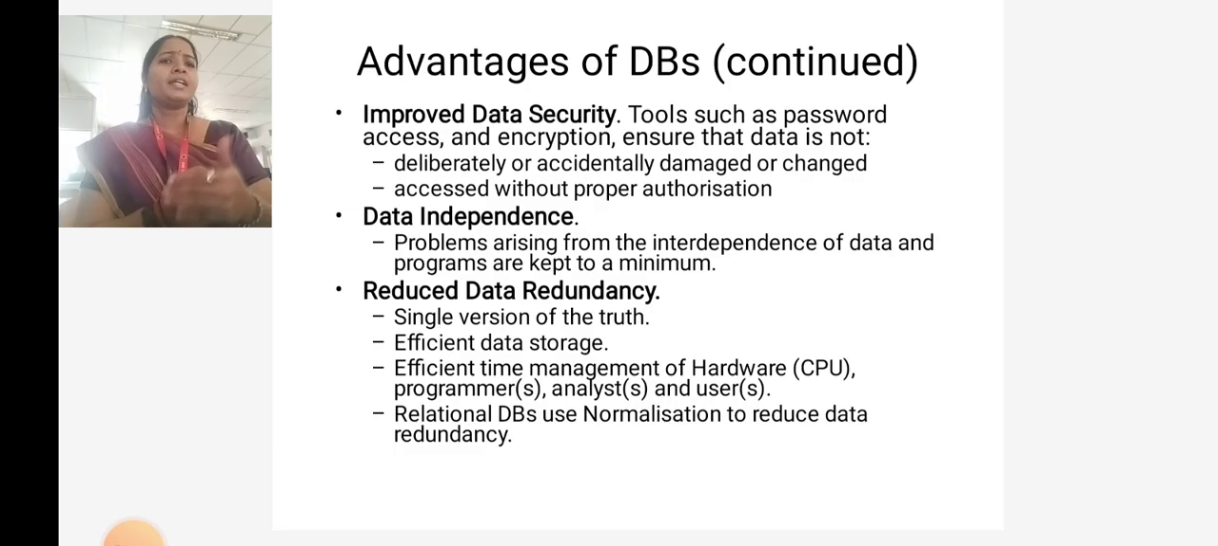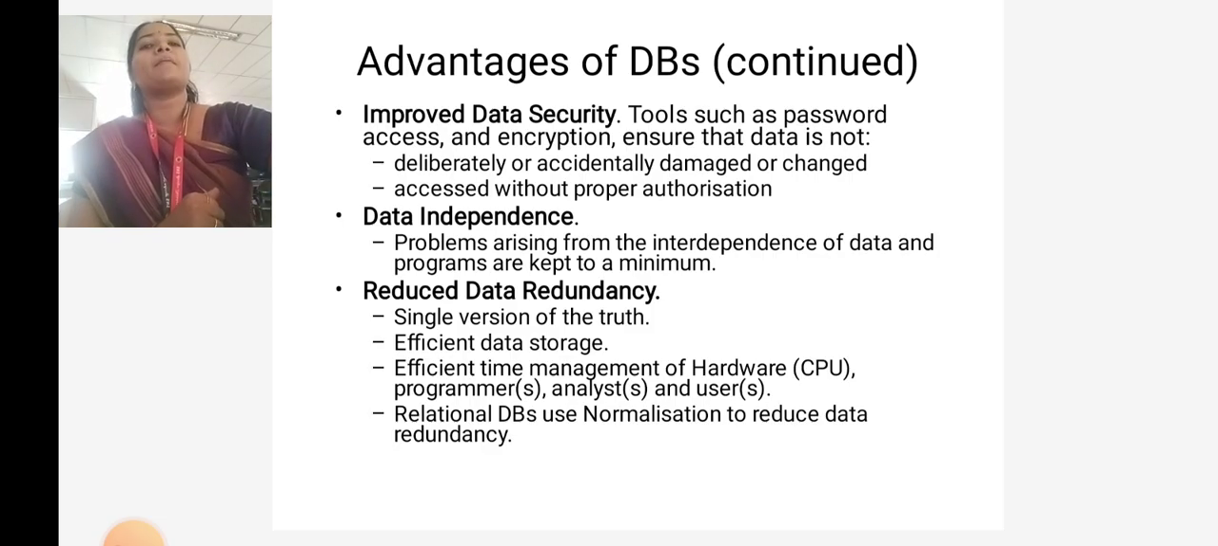So data independence: problems arising from the interdependence of data and programs are kept to a minimum level. So data redundancy again comes here. Data redundancy in the sense a repetition of data will not be allowed. So, a single version of the truth, efficient data storage, efficient time management of hardware, analyst, user and programmer. The database uses normalization to reduce data redundancy. Once it finds data redundancy, it will delete the duplicate data. Only the updated data will be there.